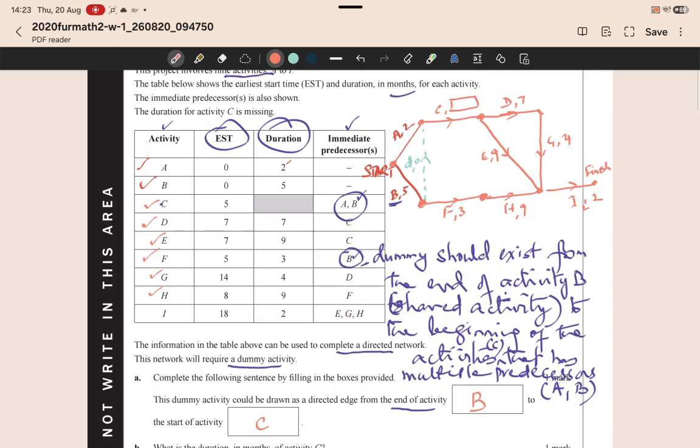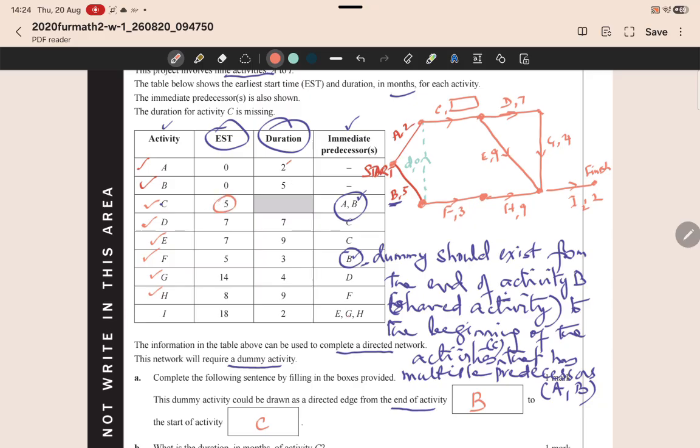Because the earliest start times have been given and the durations, let's say I start off with earliest start time of A being 0, and if I add the duration of 2 to it, that does not give me another earliest start time of 2 on the table. So instead of that, maybe A is not on the critical path. Let's look at B. 0 plus 5 looks like, yep, there is a 5.